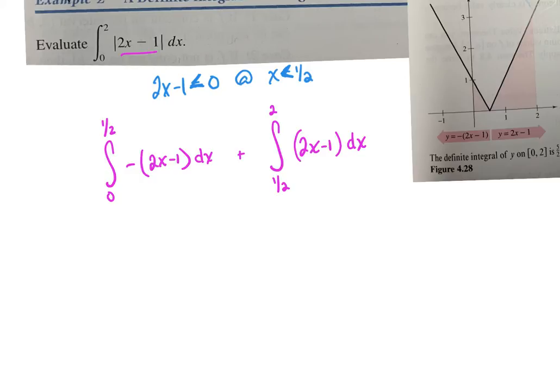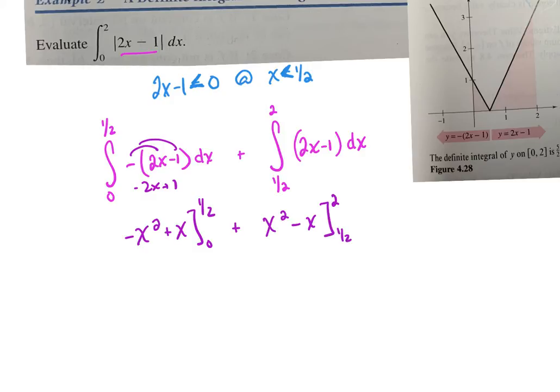So I'm going to integrate this guy. And really, it might be easier to distribute that negative through, so negative 2x plus 1 here. I add an exponent 2 and divide by 2. This is going to be negative x squared, plus add my x to that, from 0 to 1/2, right? And then I'm going to do the same thing over here. This is just going to be x squared minus x from 1/2 to 2. I'm going to do those individually.